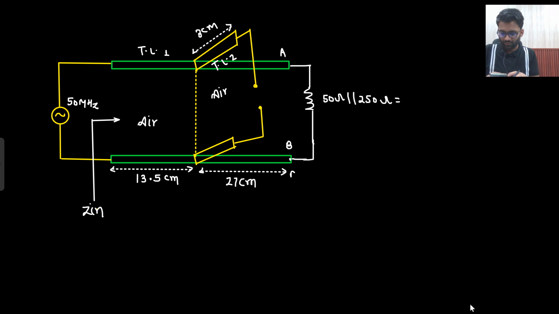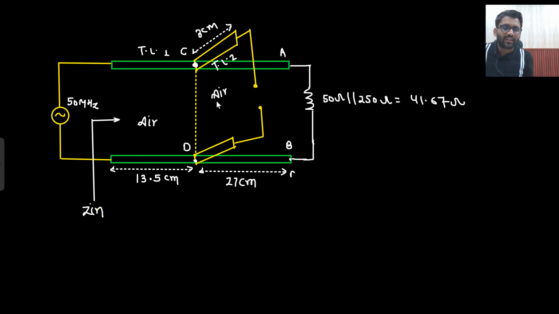Okay. So 50 into 250 divided by 300. So 41.67 ohm you are getting. So this much is solved. Now at this node there are two transmission lines, this transmission line and this transmission line. So now at this node I need to find the equivalent. Let's call this port the CD port. So along the CD port I need to find the equivalent now. Okay, is that clear to you?